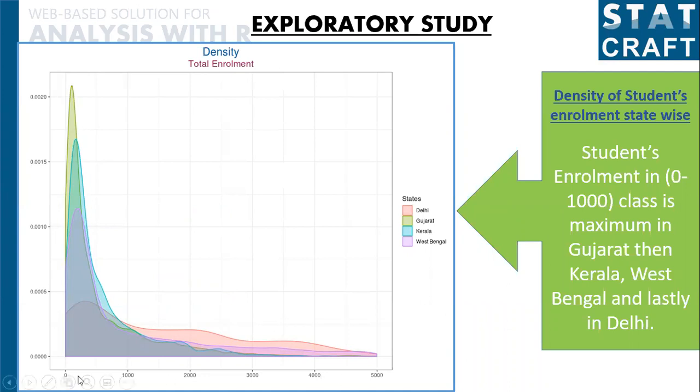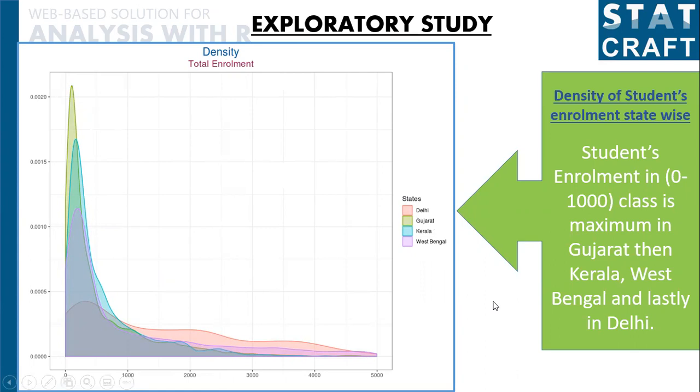When you look at the lower levels of X, especially from 0 to 500, what you see is there is a peak in the green color, and that green color corresponds to Gujarat. But if you look at after 1000 till about 4500 up to 5000, what you see is a domination of pink color, and pink color, you can look at the legend, is Delhi.